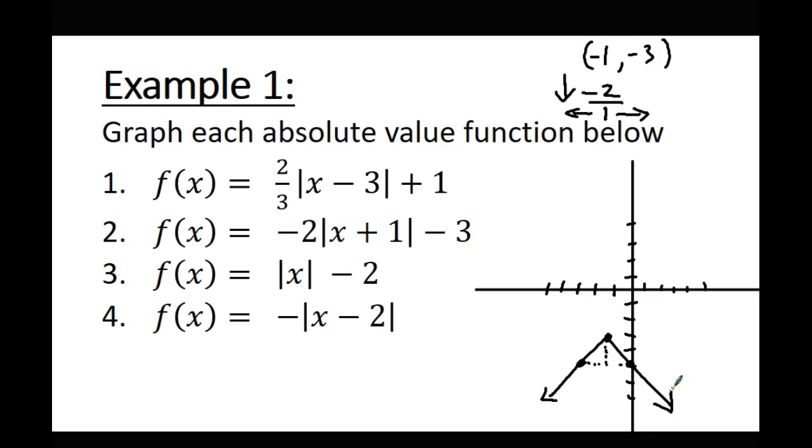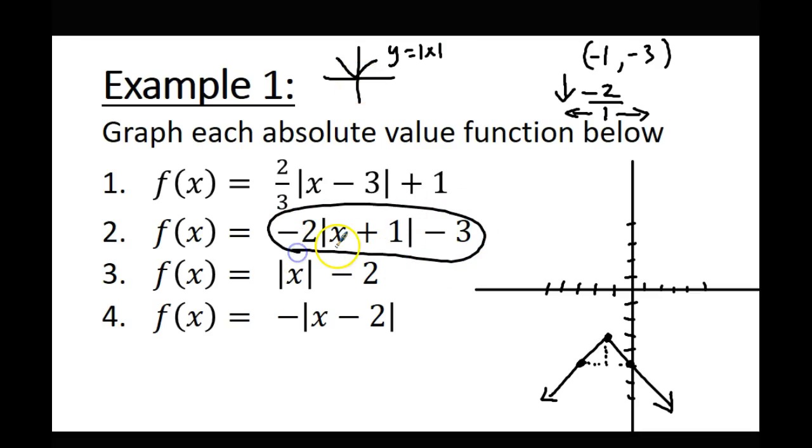Now, as you guys can see, this graph even makes sense from our transformations yesterday. We know that the regular absolute value function, just y equals the absolute value of x, looks like that, right? But this one's the same thing. It's just that it's been shifted to the left 1, shifted down 3. It's been stretched a little bit, but it's been flipped upside down, right?